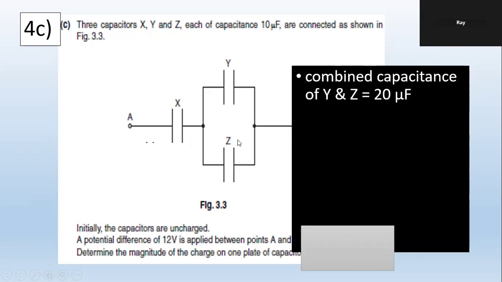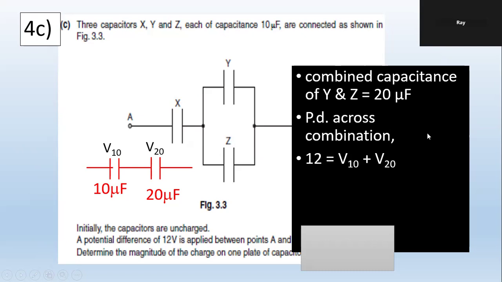So combine these two together. Each of them is 10, so you add them up, it is 20. So that is our resultant, replacing this with that. This one is still the same, and there's 12 volt across that. So all we need is to find the charge on the resultant of one of these capacitors, or replace it with the resultant capacitor. Same thing. The charge will be the same.